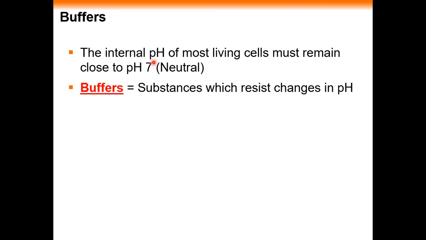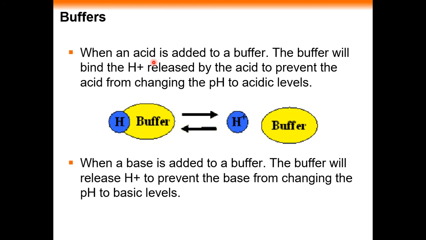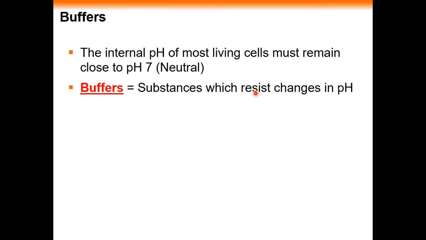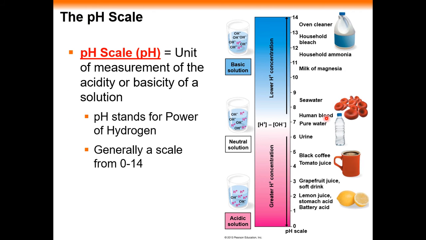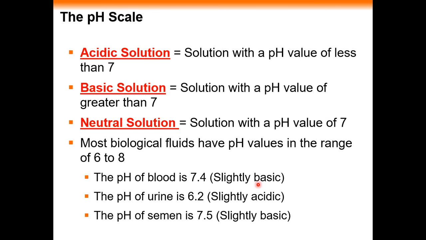A buffer is a chemical that resists a change in pH. That's a really important point. It resists the change in pH. So sometimes there might be a buffer, let's say in human blood, that tries to keep the pH at 7.4. If you add acid, the pH is going to go lower. It becomes 7.3, 7.2, 7.1, 7, 6.9, 6.8.